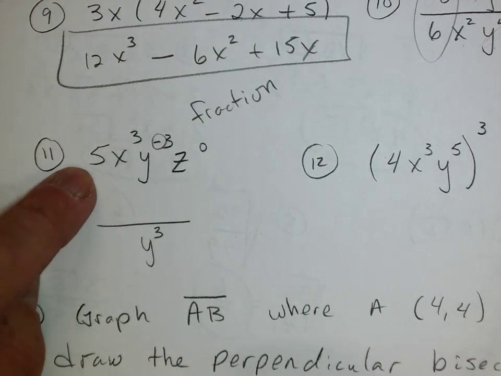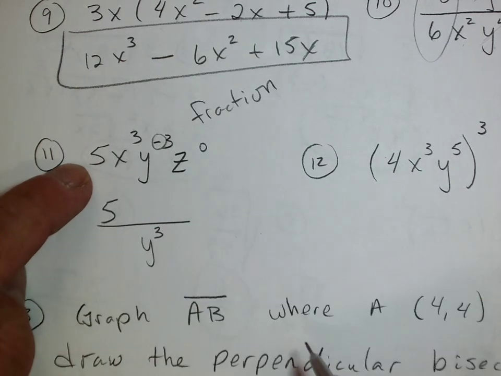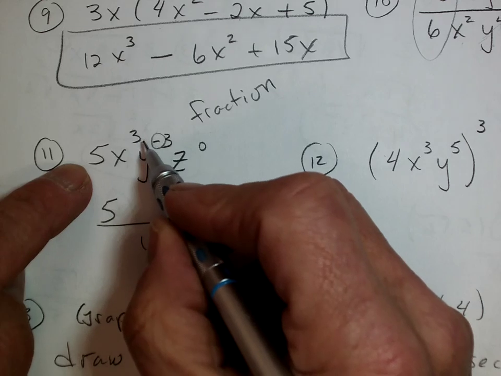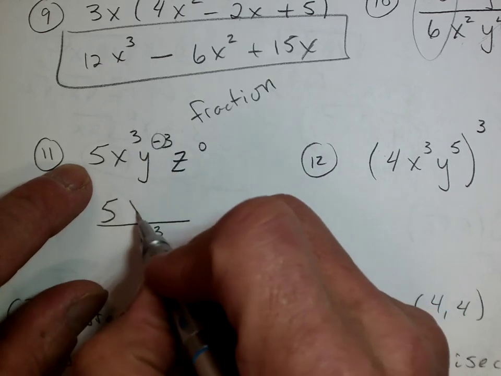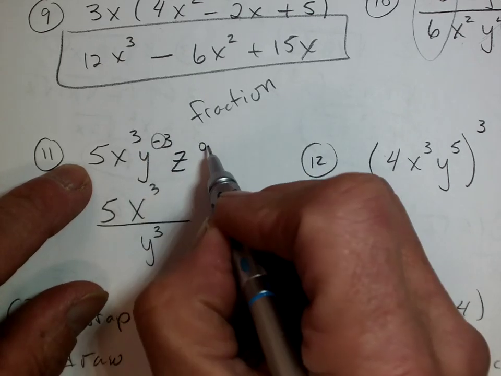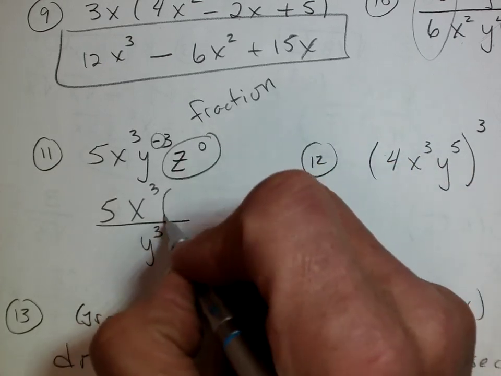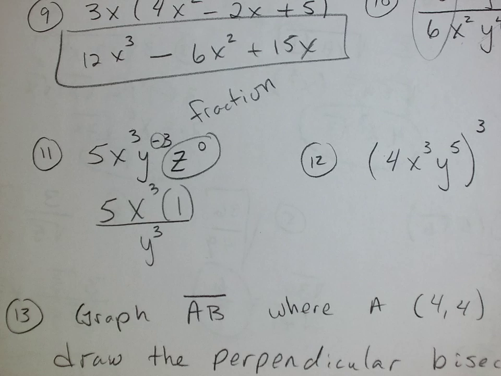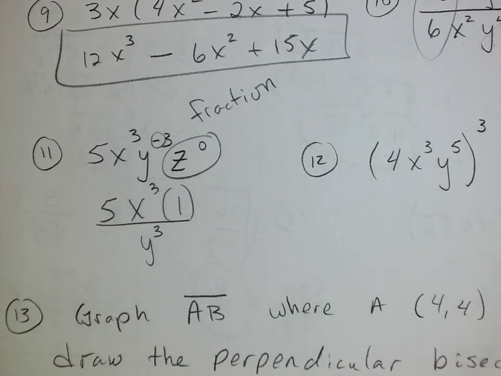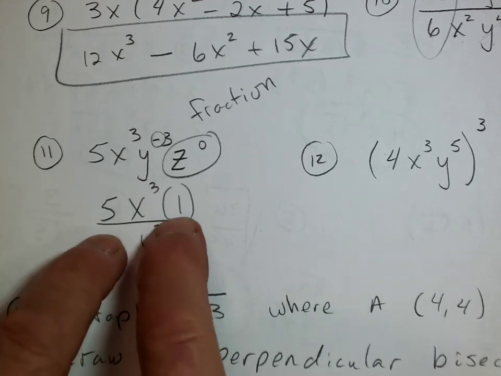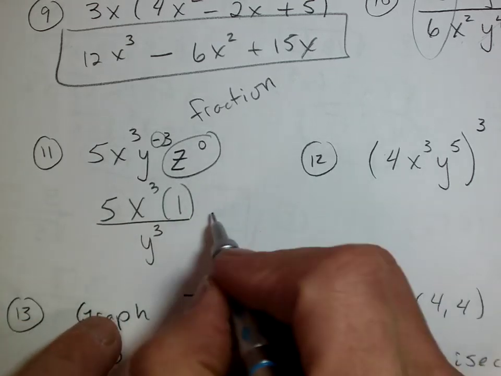Now the 5 is just a regular 5. I'll leave it where it's at. The x to the third is a regular old positive x to the third. Leave it where it's at. Now the z to the 0 is 1. Anything to the 0 power is 1. I could leave it like that, but 5 times 1 is just 5. So I'm just going to go 5.